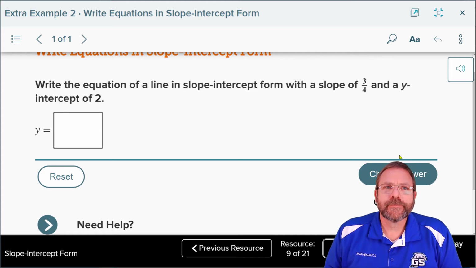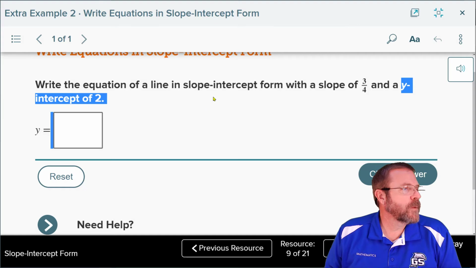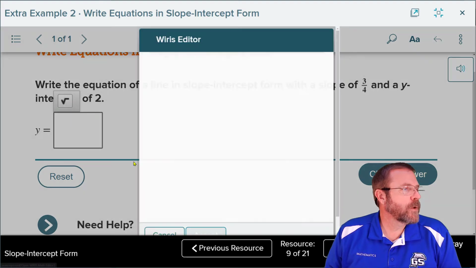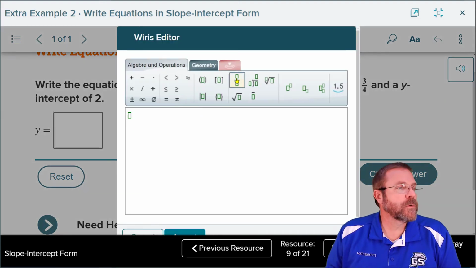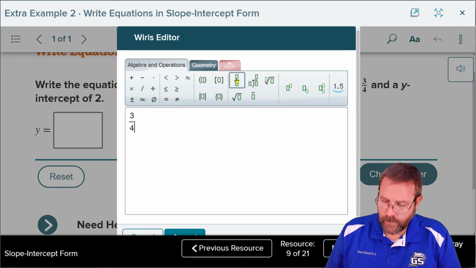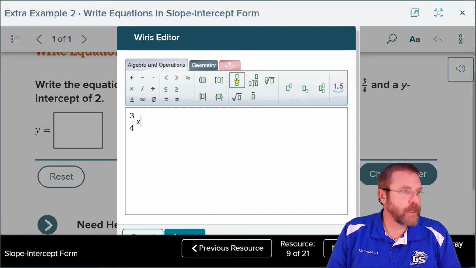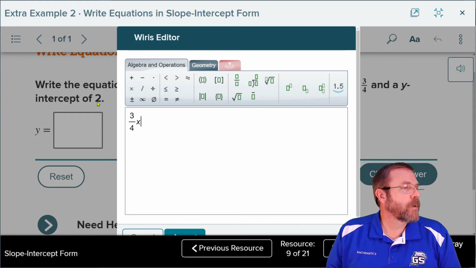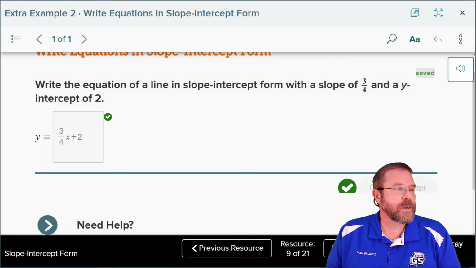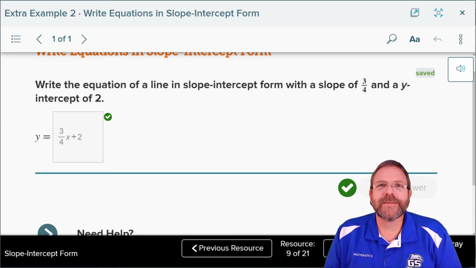How did it go? For me, the slope is going to be 3/4. Your y-intercept is going to be 2. So my equation of the line is y equals 3/4 times x plus 2. Accept it and check it. The problem checks. Easy math.